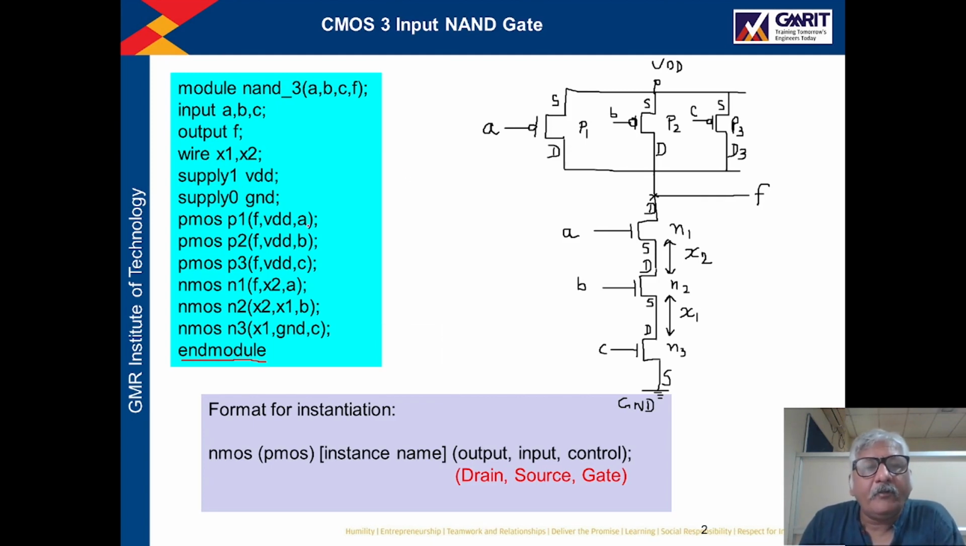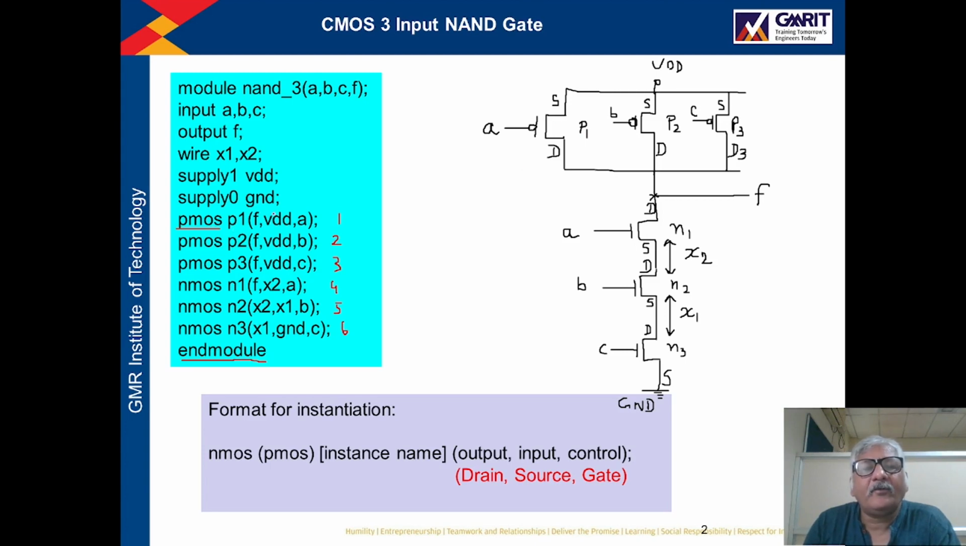Okay. Now we will write the instantiation statement number 1, number 2, number 3, number 4, number 5 and number 6. There are 6 instantiation statements for 6 MOSFETs, 3 PMOS and 3 NMOS. So see, the instantiation statement number 1 is for my PMOS switch, right? So pmos is a keyword. It indicates that this is a PMOS switch.